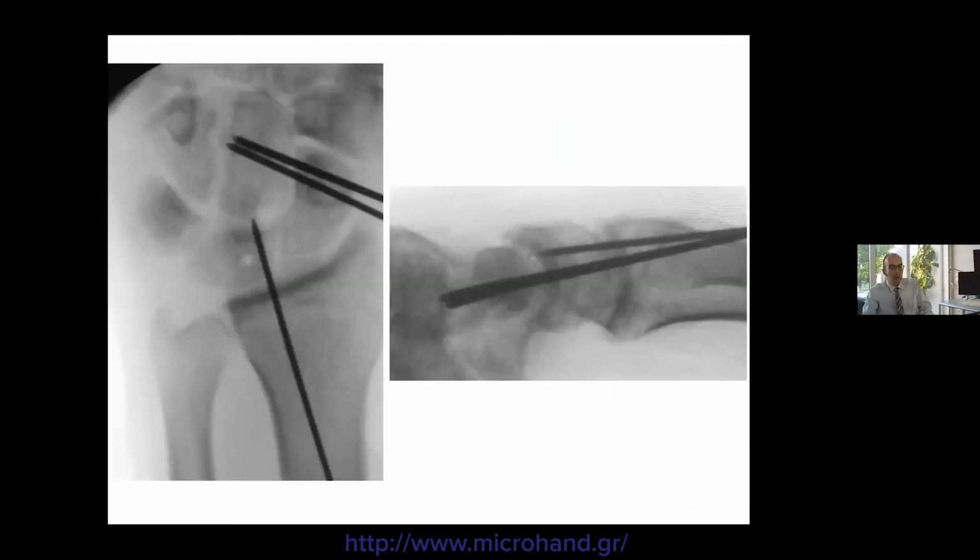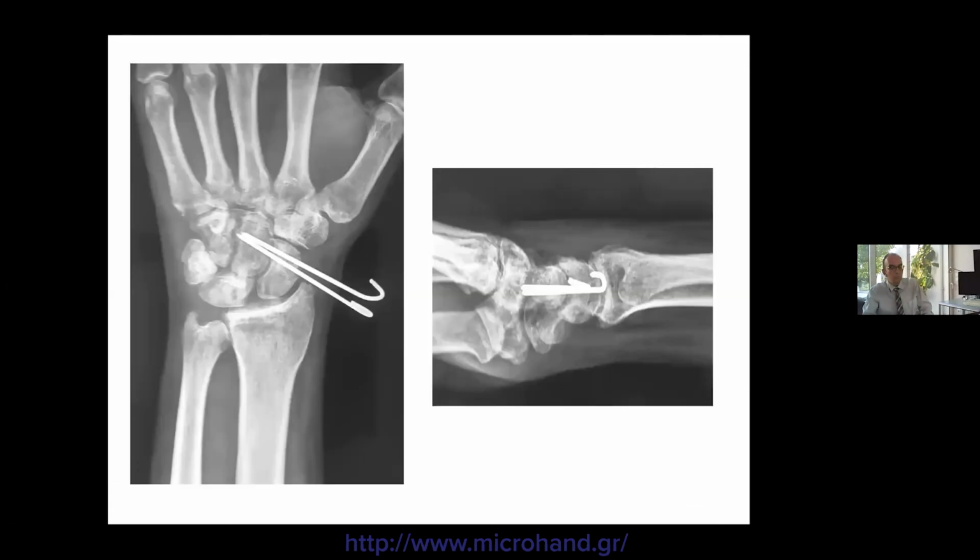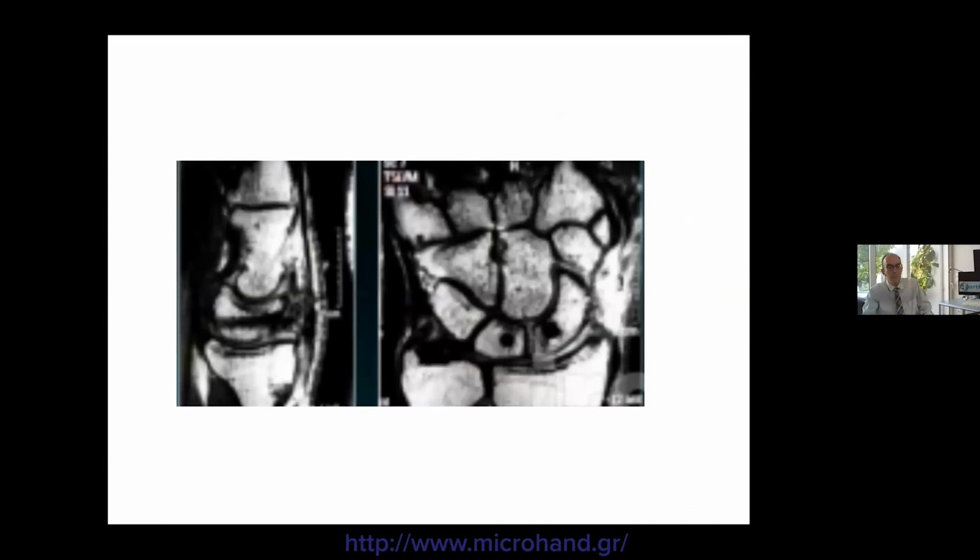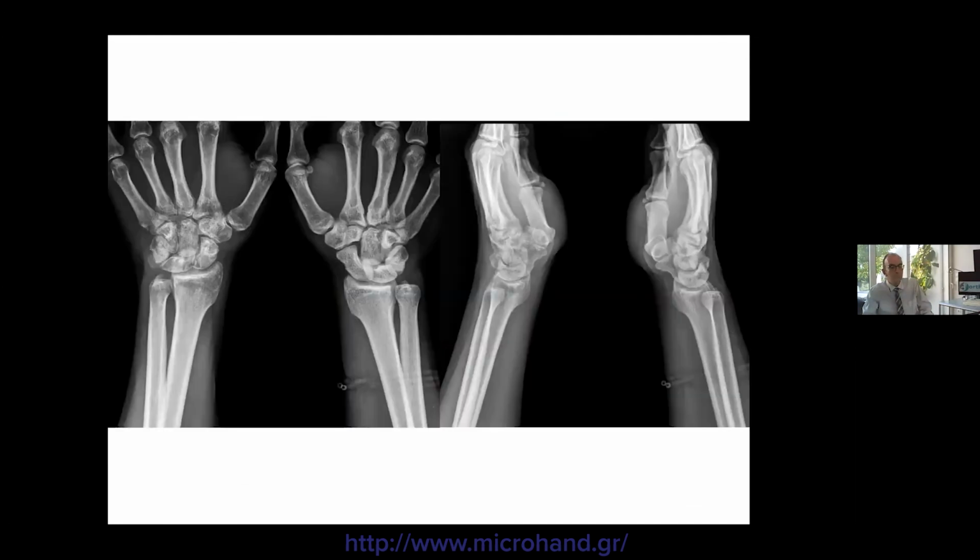And this is how it looks immediately in the OR. And after you remove the stabilizing pin, you can see that there's some residual gapping, but the reduction in the sagittal plane is correct. This is how it looks on MRI. And this is our first patient. I think it's like 7 years out now.